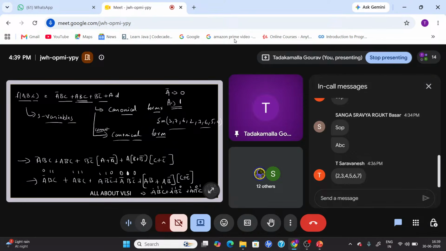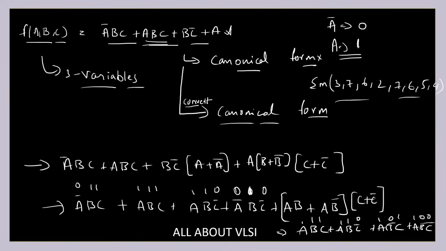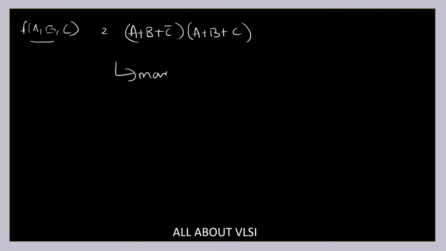Okay. Now, similarly, in the case of your POS form of representation, if I'm going to have any kind of a function which is basically represented in POS form of representation, let's say f of ABC, which is equal to, let's say, A plus B plus C complement into A plus B plus C. Now, what are the max terms which are present over here? This is a very simple question. What are the max terms which are present in this particular expression?